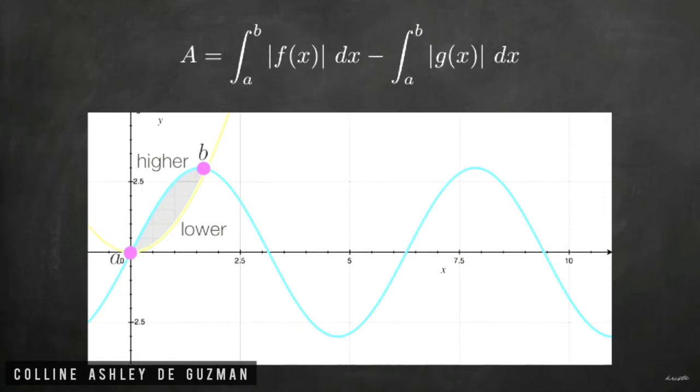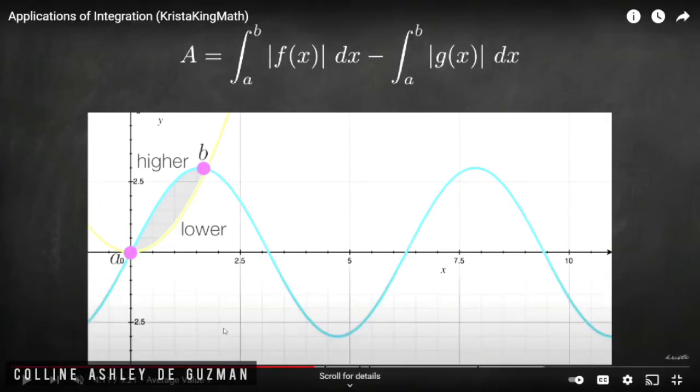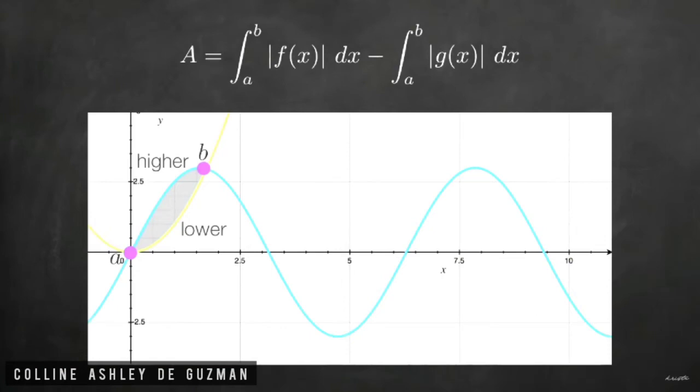But always remember that you just need to pick an x value between the points of intersection and plug that value into both functions to see which value is larger than the other, to find which function is higher and lower. And also remember that the larger the value, the higher the function is.